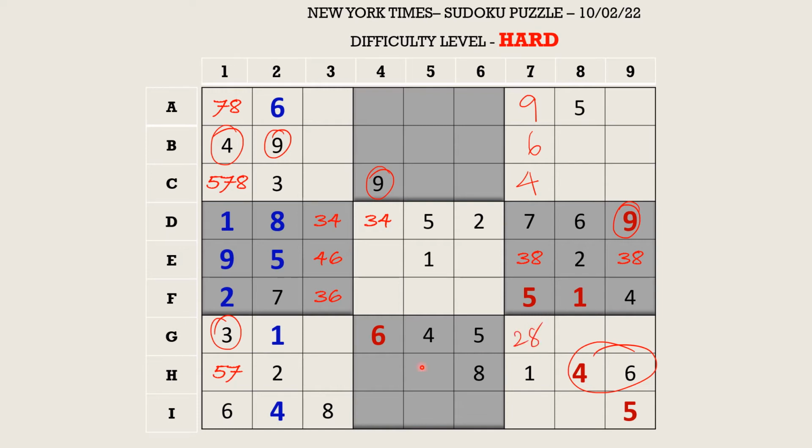There is an 8 here in I row. So I7 may take 2 or 3. But you can see there is a 2 here which blocks these 2 cells. So 2 has to be in one of these 2 cells. So these 2 blocks here, and I7 takes only 3. So this 3 cancels out here. So E7 takes 8 and G7 takes 2.